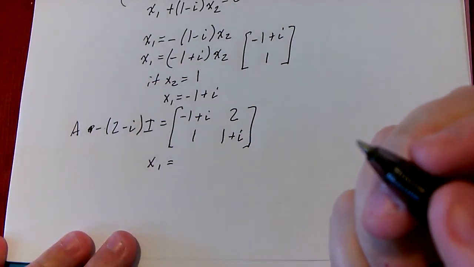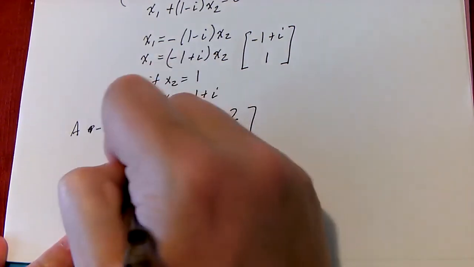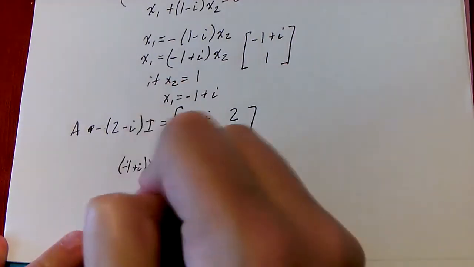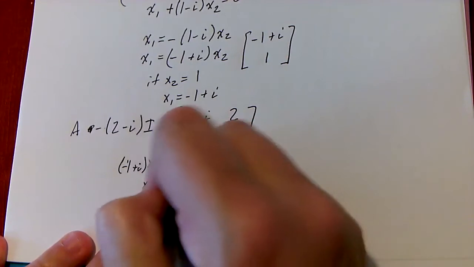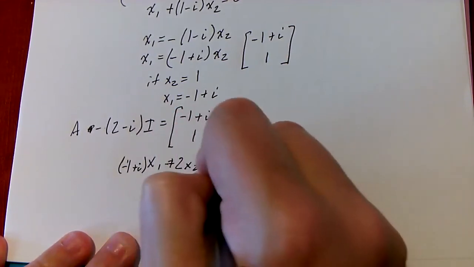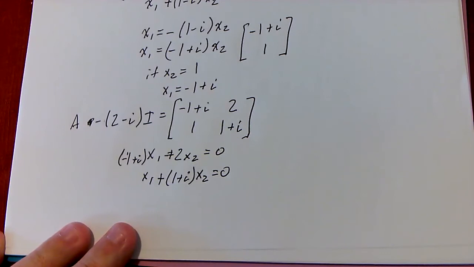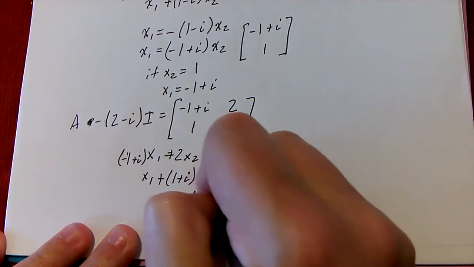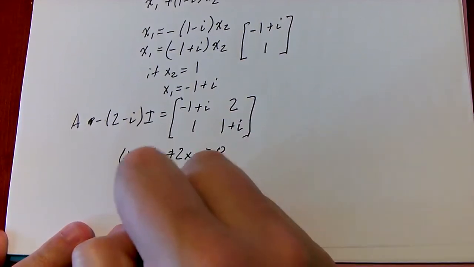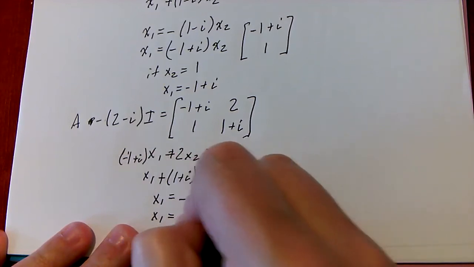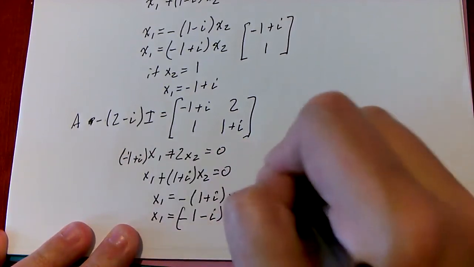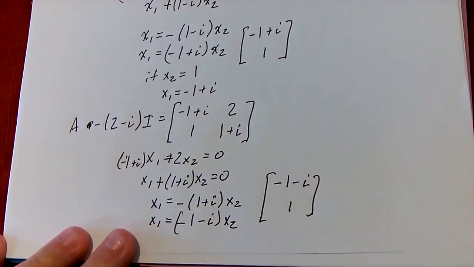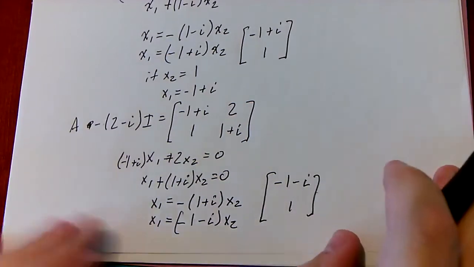So the same thing's going to happen here with my system. -1 plus i times x1 plus 2x2 equals 0, and x1 plus (1 plus i) x2 is equal to 0. So the corresponding eigenvector then is going to be that x1 is equal to (-1 minus i) x2. So my vector is -1 minus i and 1. If you compare those vectors again, they are just the complex conjugates of one another.